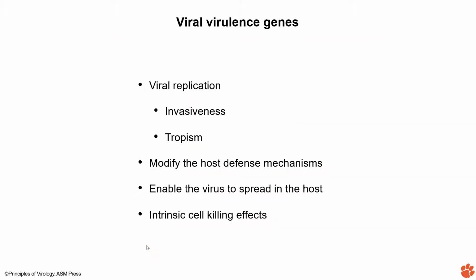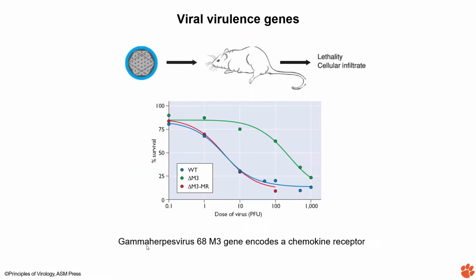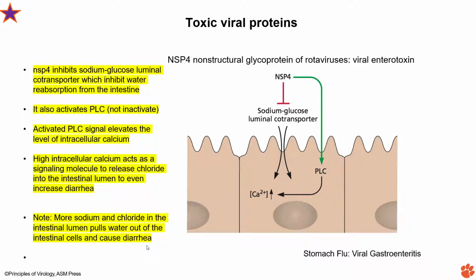All right, so let's go into toxic viral proteins. Just remember how NSP4 basically works. NSP4 blocks the sodium glucose luminal transporter. If it blocks the sodium glucose luminal transporter, that means the sodium is staying in the intestine. And as sodium stays in the intestine, the chloride is also going to stay in the intestine to maintain electroneutrality. More salt in the gut means water is going to come out from the cell.